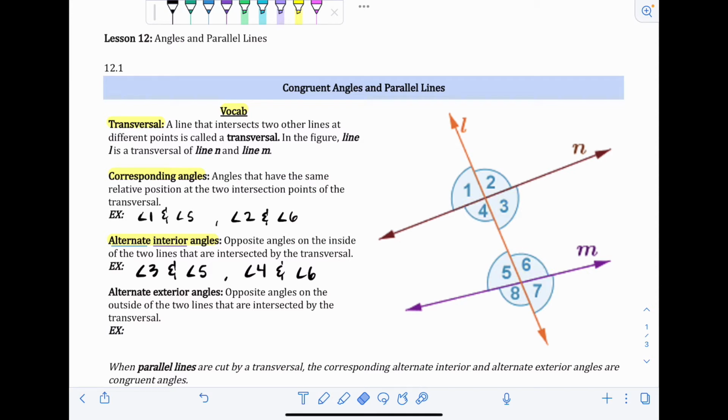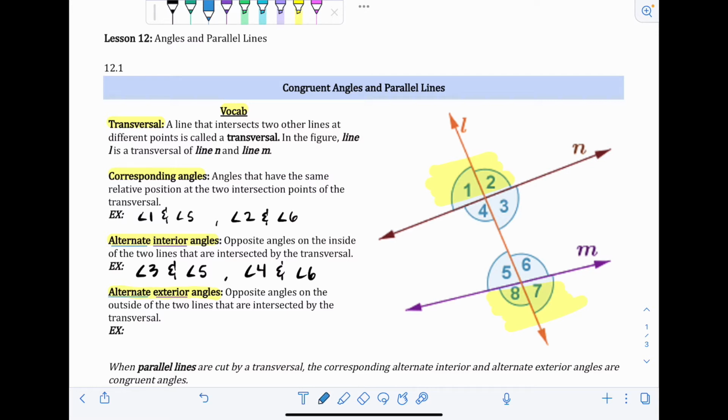The next one is really similar, it's just exterior instead of interior. So the next one, alternate exterior angles. Exterior means outside, think of the exterior of a home. So opposite angles on the outside of the two lines that are intersected by the transversal. Now we're focusing on just the outside of the two lines for exterior. And if they're alternate, same thing, that means the opposite side of the transversal.